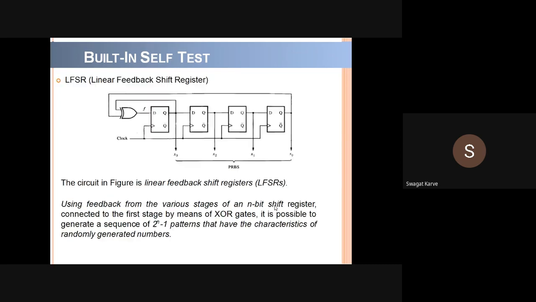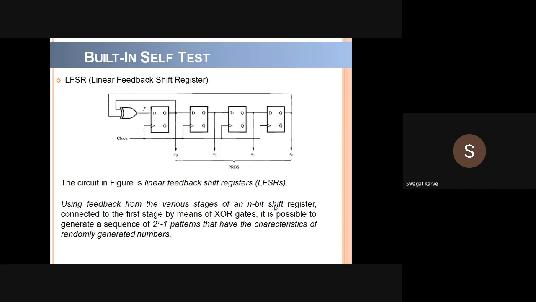Okay, now this built-in self-test again has three types. One is the linear feedback shift register, LFSR. Now what do you mean by that linear feedback shift register, or what do you mean by the word linear?